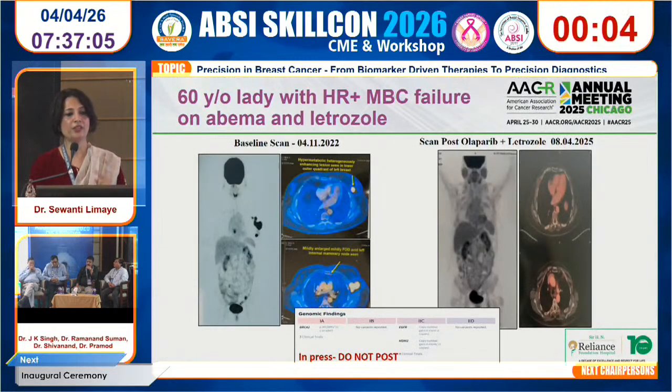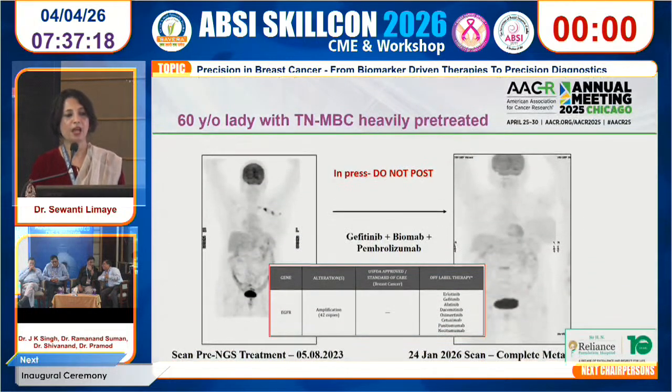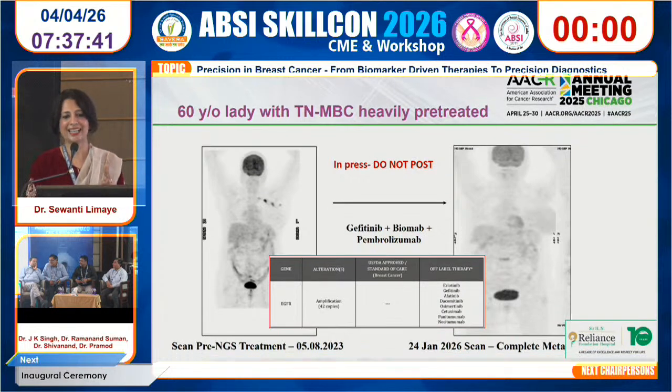Another patient with HR-positive MBC, failure on abemaciclib, letrozole. And here again, this patient was BRCA positive. This patient is treated with olaparib and letrozole, and the disease completely gone. We have a triple-negative breast cancer patient that had EGFR amplification, heavily pre-treated, beyond chemotherapy, beyond immunotherapy, several lines of treatment. This is a case that we are publishing, EGFR amplification, and 2 EGFR drugs for this patient. And you can see 2023 and 2026.